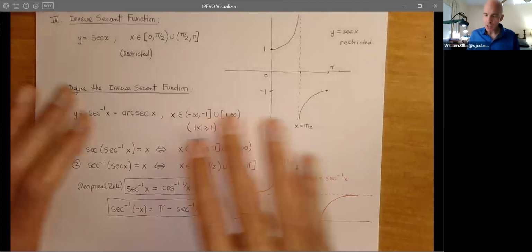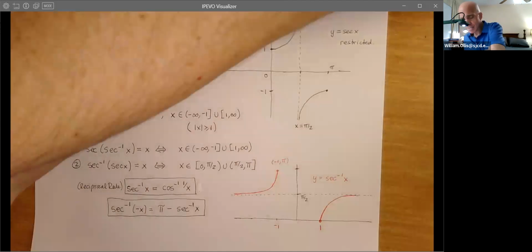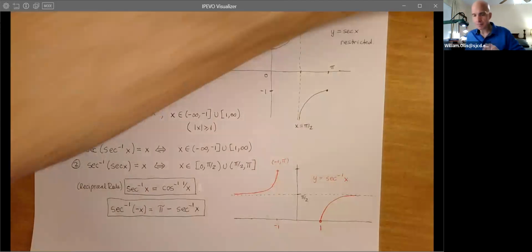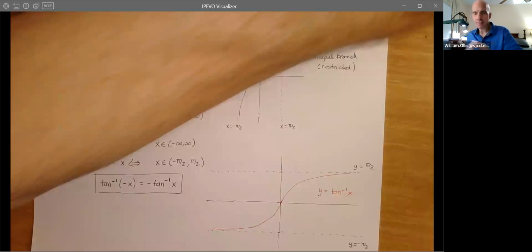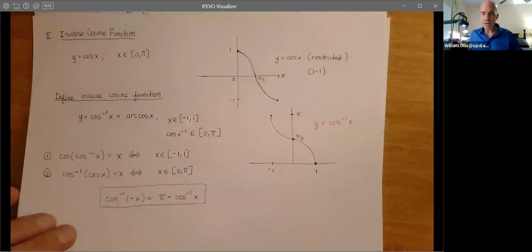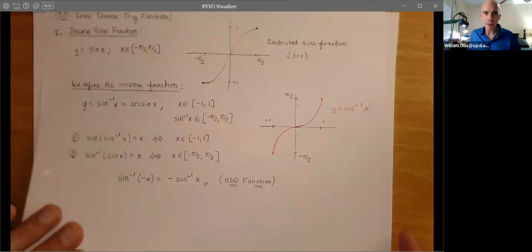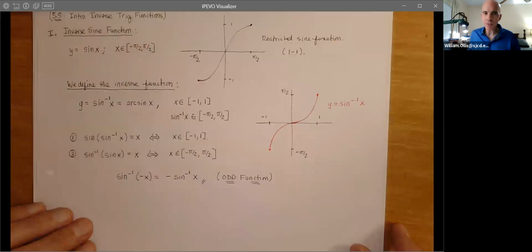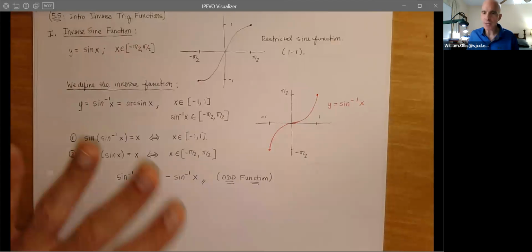Like I say, we'll say much more about this, but the inverse secant, inverse tangent, inverse cosine, inverse sine. Now, if we have time, we may mention the other two, but they're not going to be as important for our study, but I want you to focus on these for now.